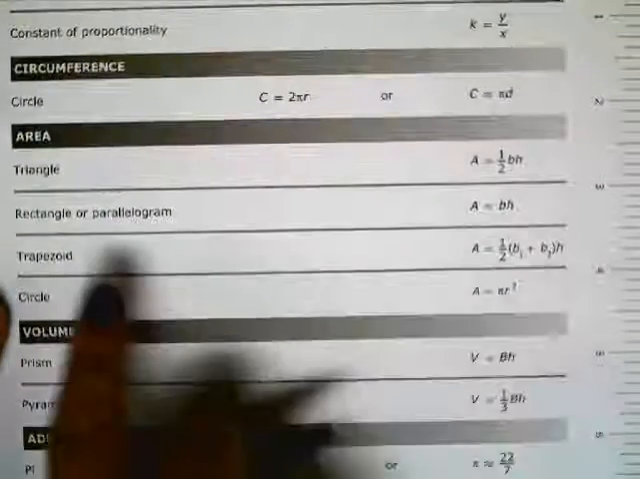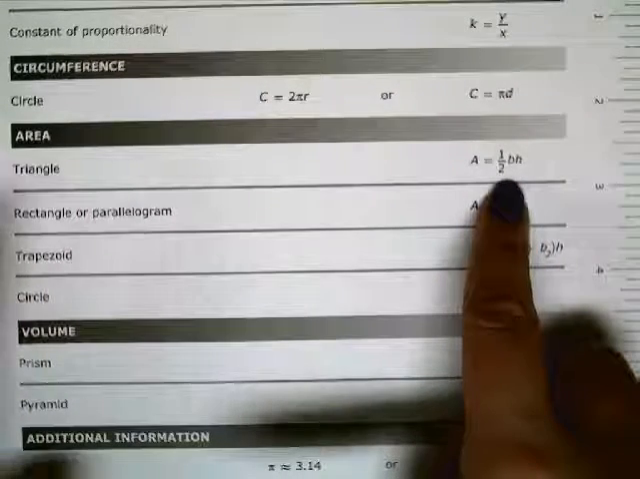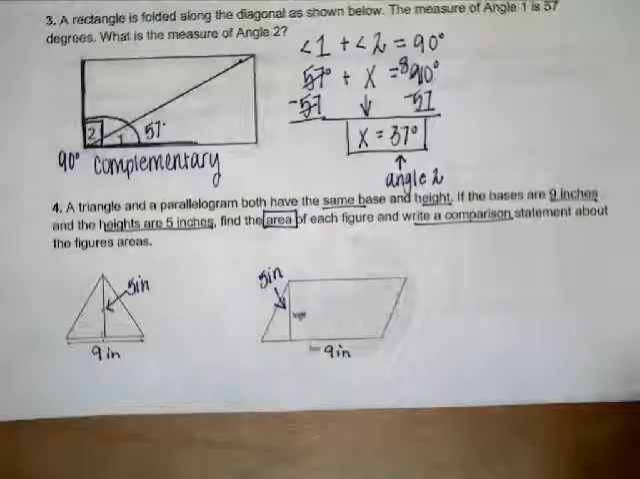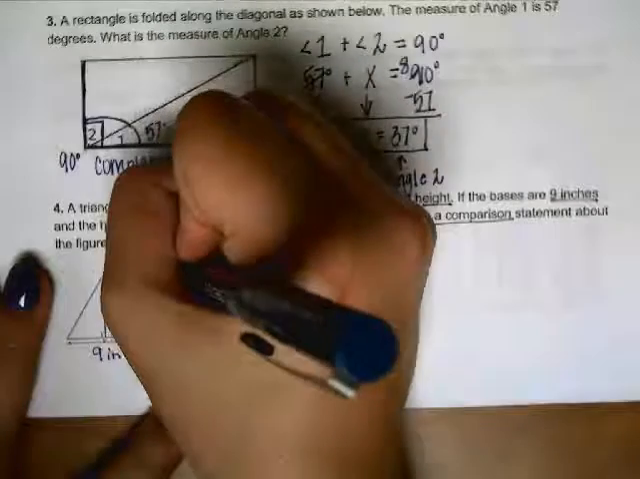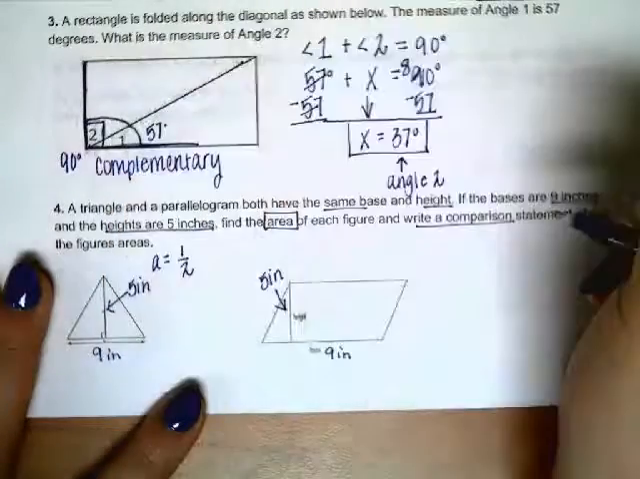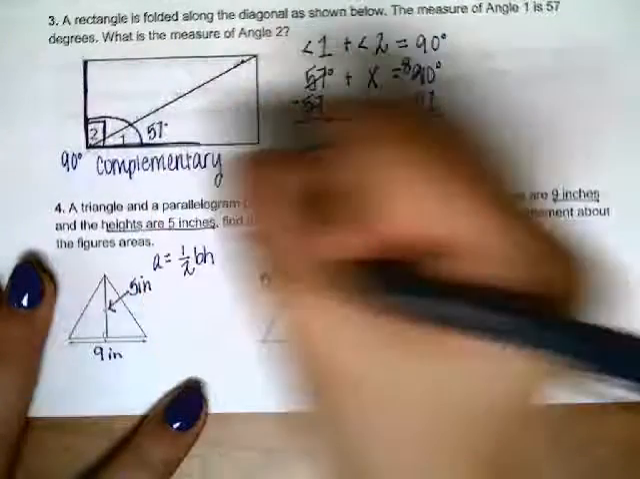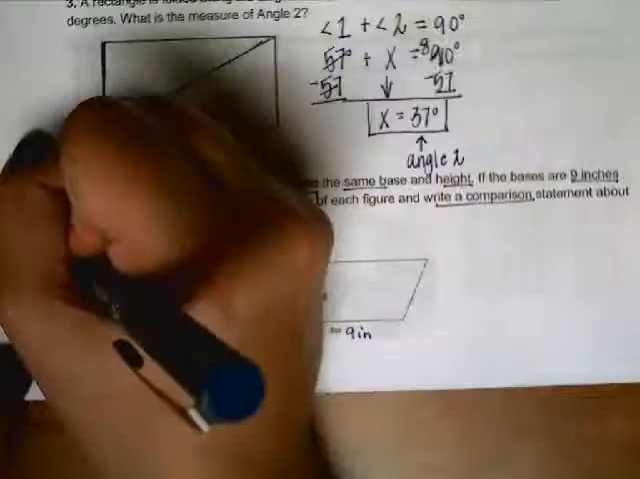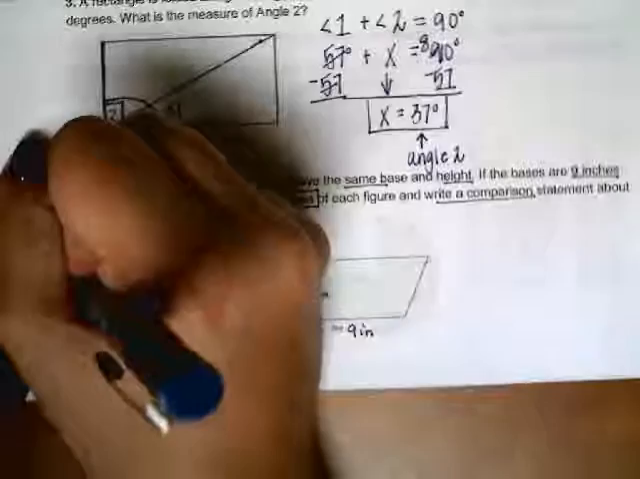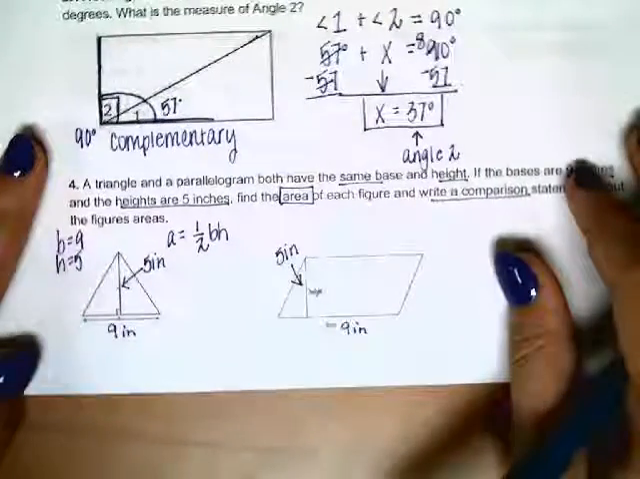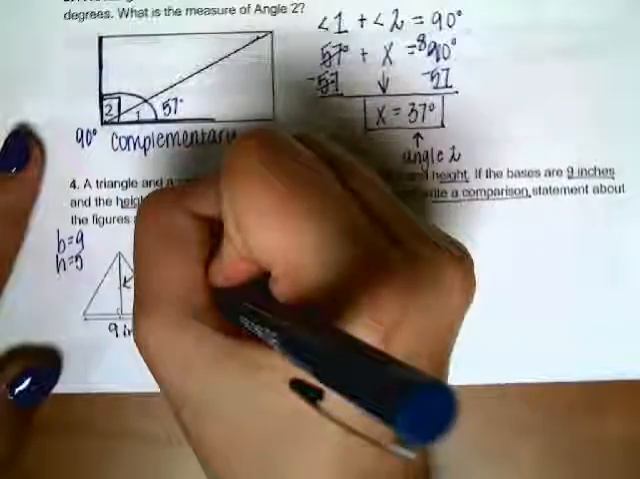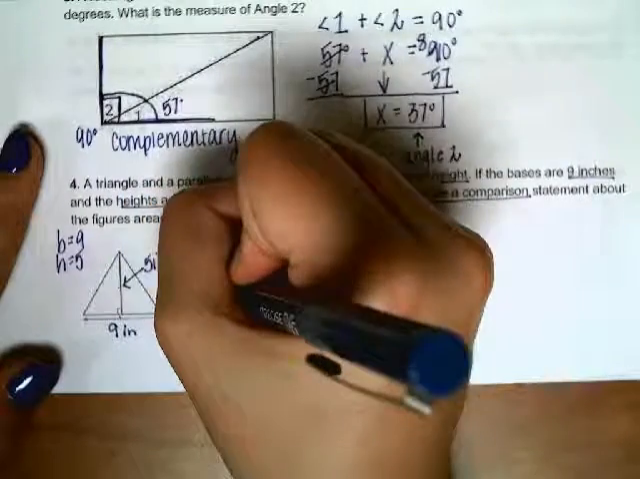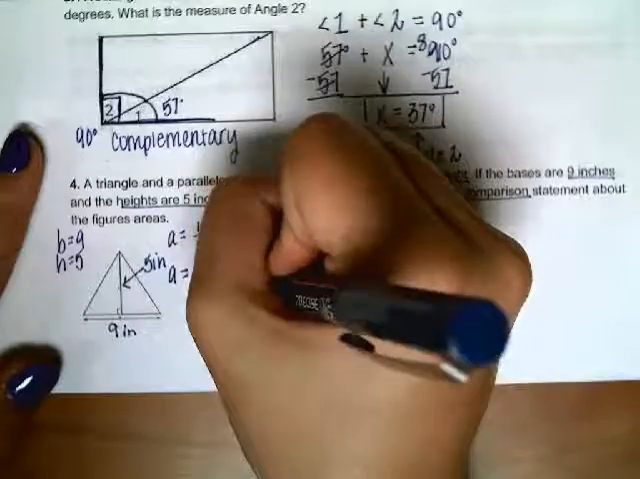Area of a triangle is half base times height. And then area of your parallelogram is base times height. So let's find the area of both of those. Area of our triangle is half b times h. We are given the information of base and height. Our base is 9 and height is 5. So plug in what we know into our formula. Area equals half times 9 times 5.